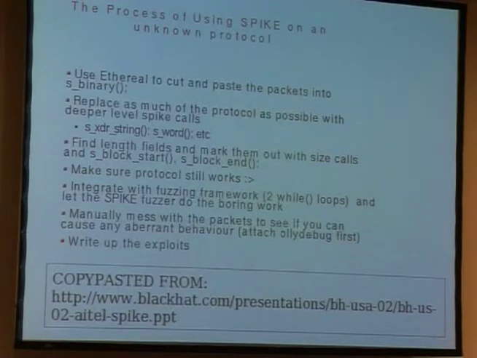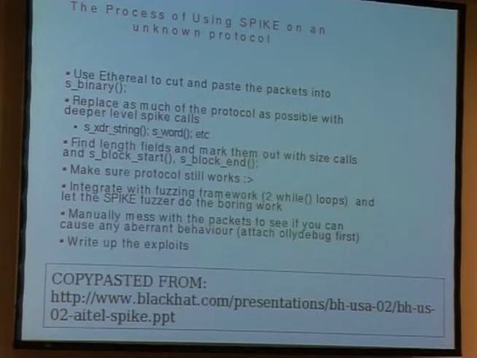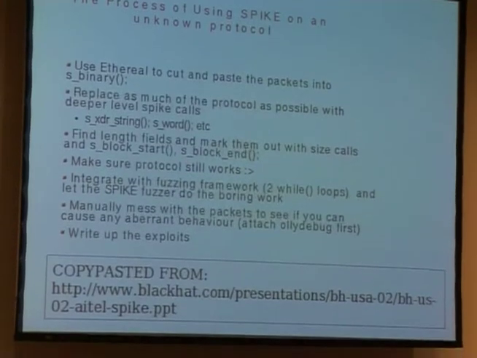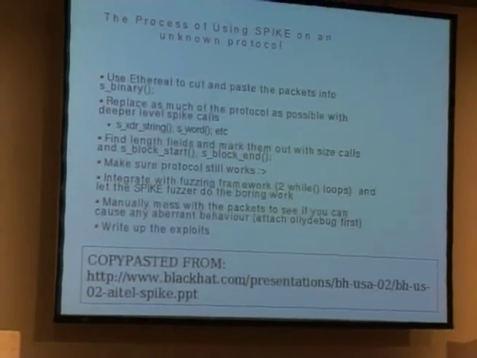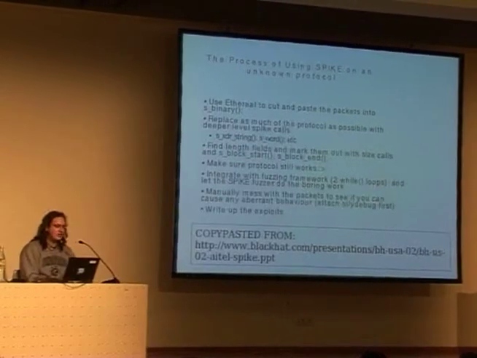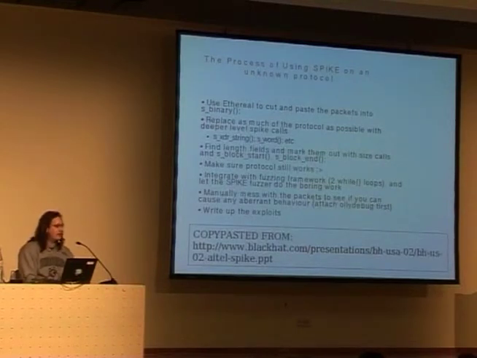So, how to start with Spike? Basically, Spike has a sort of scripting language, and the way you usually start, if you've got an unknown protocol, is you sniff it, take the binary dump you get from Ethereal and use the S binary. Then you start looking through the binary code and see if you can recognize some integers or string fields or whatever, and you replace them with calls like sword and xdr string. It's got a whole range of other functions as well.